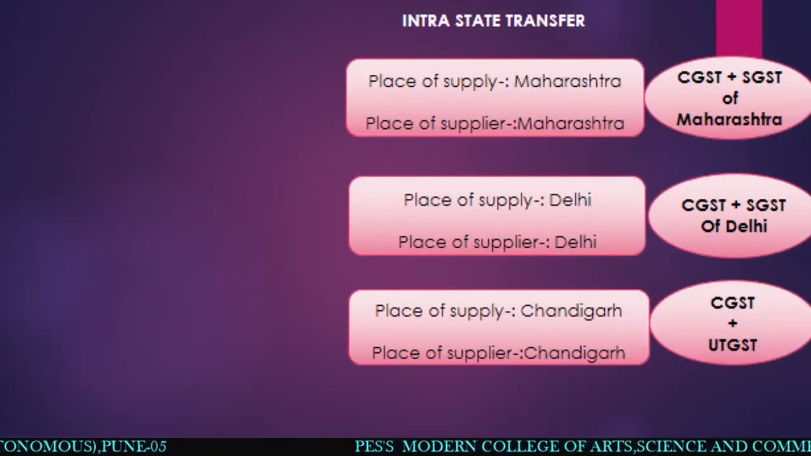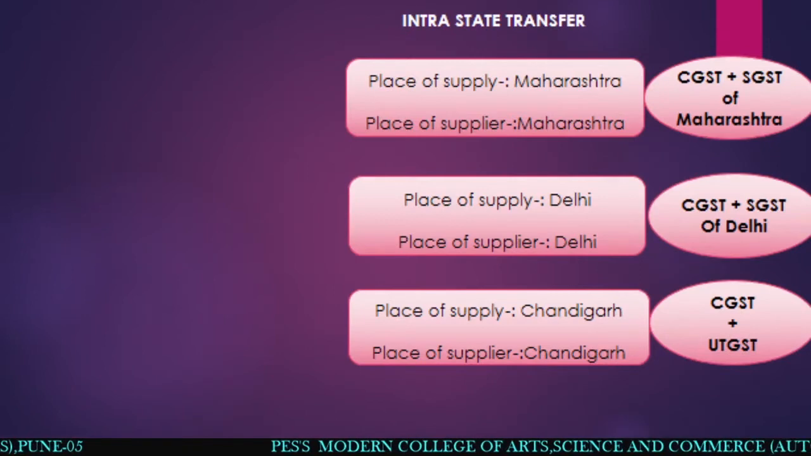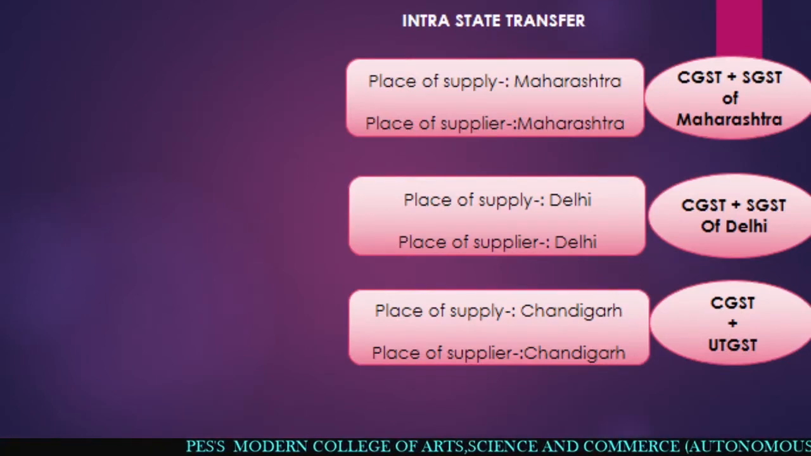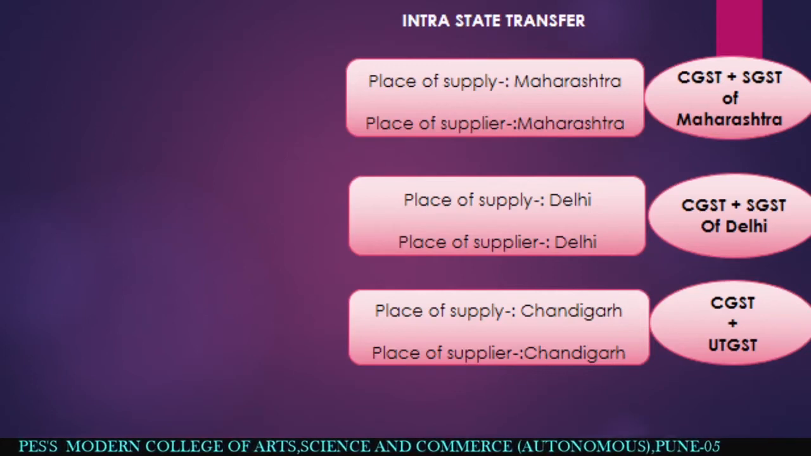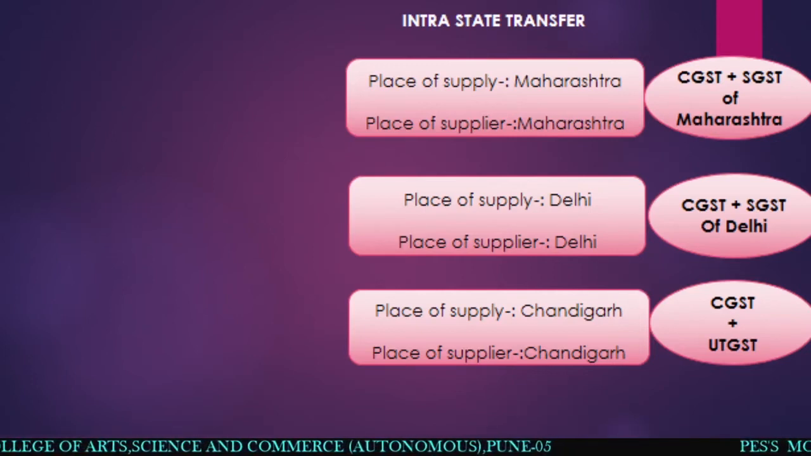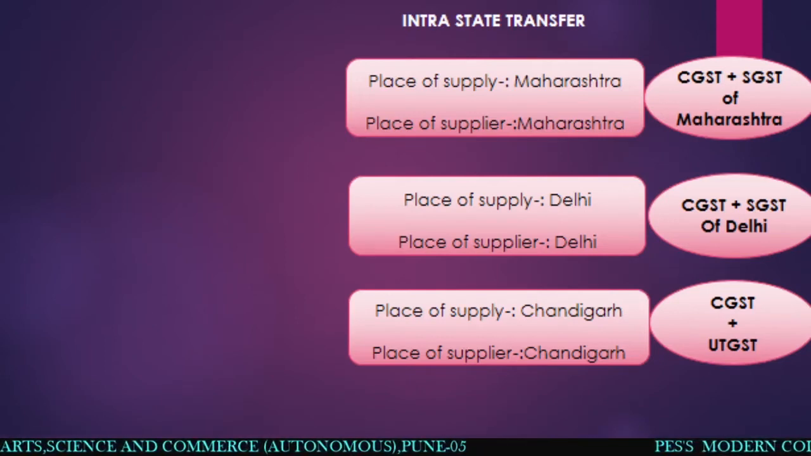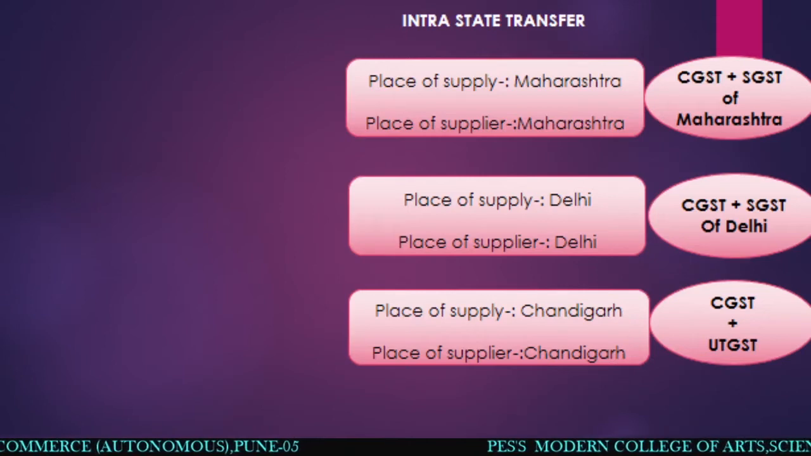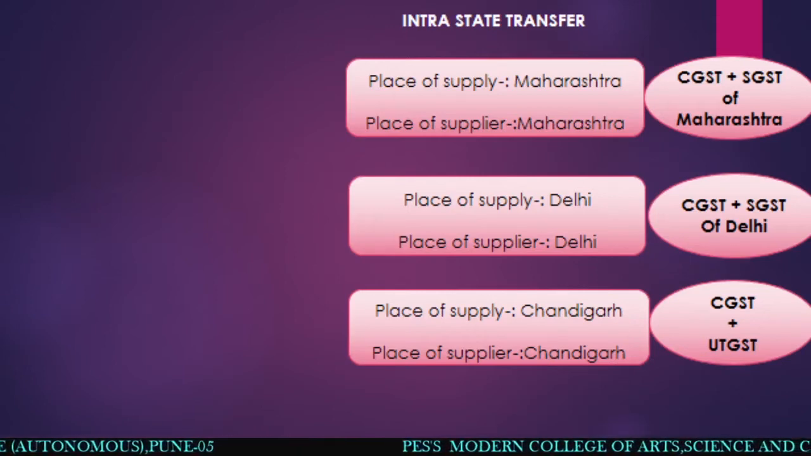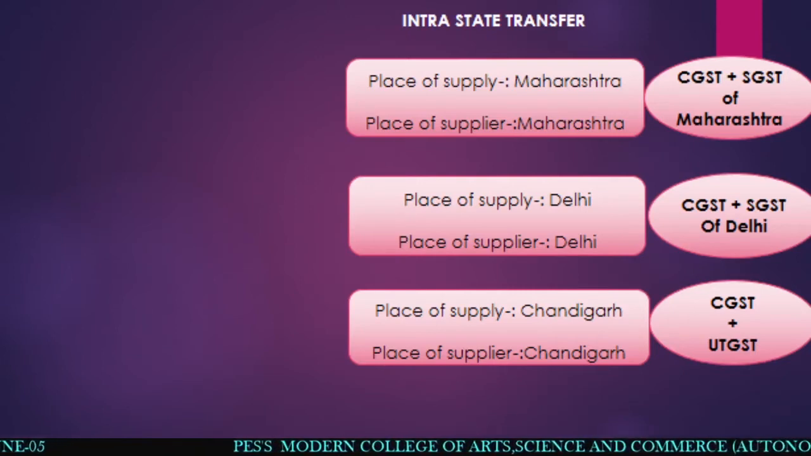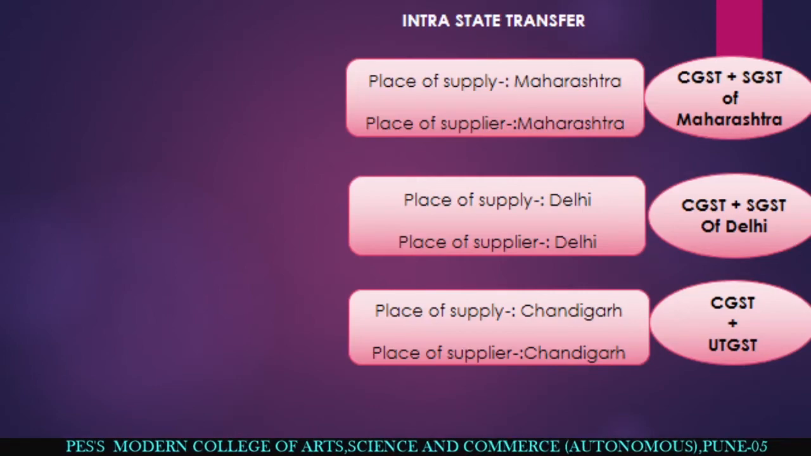Now let's have the two examples. The place of supply is Maharashtra, place of supplier is Maharashtra. So we are going to charge CGST plus SGST of Maharashtra. The place of supply is Delhi, the place of supplier is also Delhi. So CGST and SGST of Delhi. The place of supply is Chandigarh, place of supplier is also Chandigarh. So CGST and UTGST because it is Chandigarh.